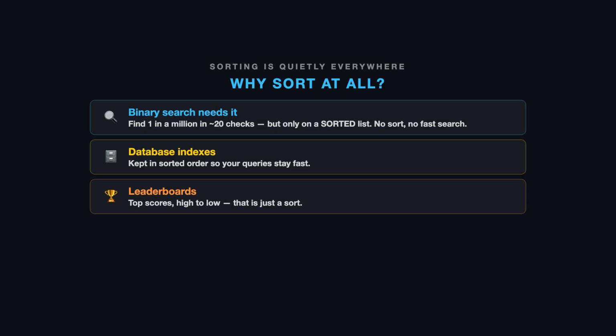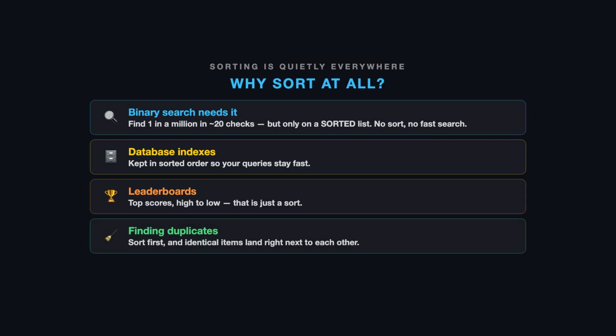And it does not stop there. Every database index that makes your queries fast is kept in sorted order. Every leaderboard, top scores, high to low, is a sort. Finding duplicates. Sort first, and identical items land right next to each other. Merge 2 datasets, show newest first, rank search results, sorting underneath, all of it. So sorting is not a toy. It is one of the most run operations in all of computing. Which means how fast you sort really matters. And not all sorts are created equal.